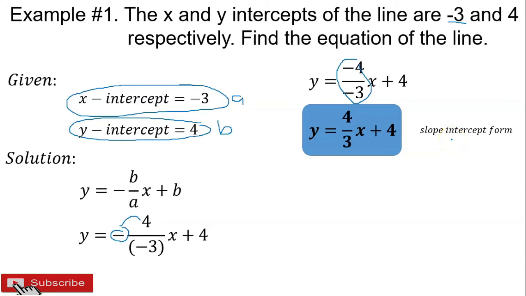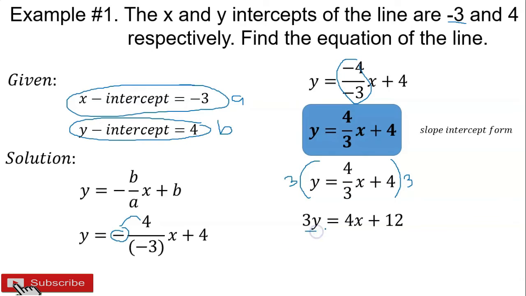Okay? Para makuha din yung ating standard form ng ating equation, using this, y is equal to 4 thirds x plus 4. Kunin lang natin yung LCD niyan. Ang LCD niyan ay 3. Okay? So, yung LCD, multiply natin both sides. So, 3 times y, that is equal to 3y, is equal to 3 times 4 thirds x, or 4 over 3x times 3, so that is equal to 4x, plus 3 times 4 is equal to 12.